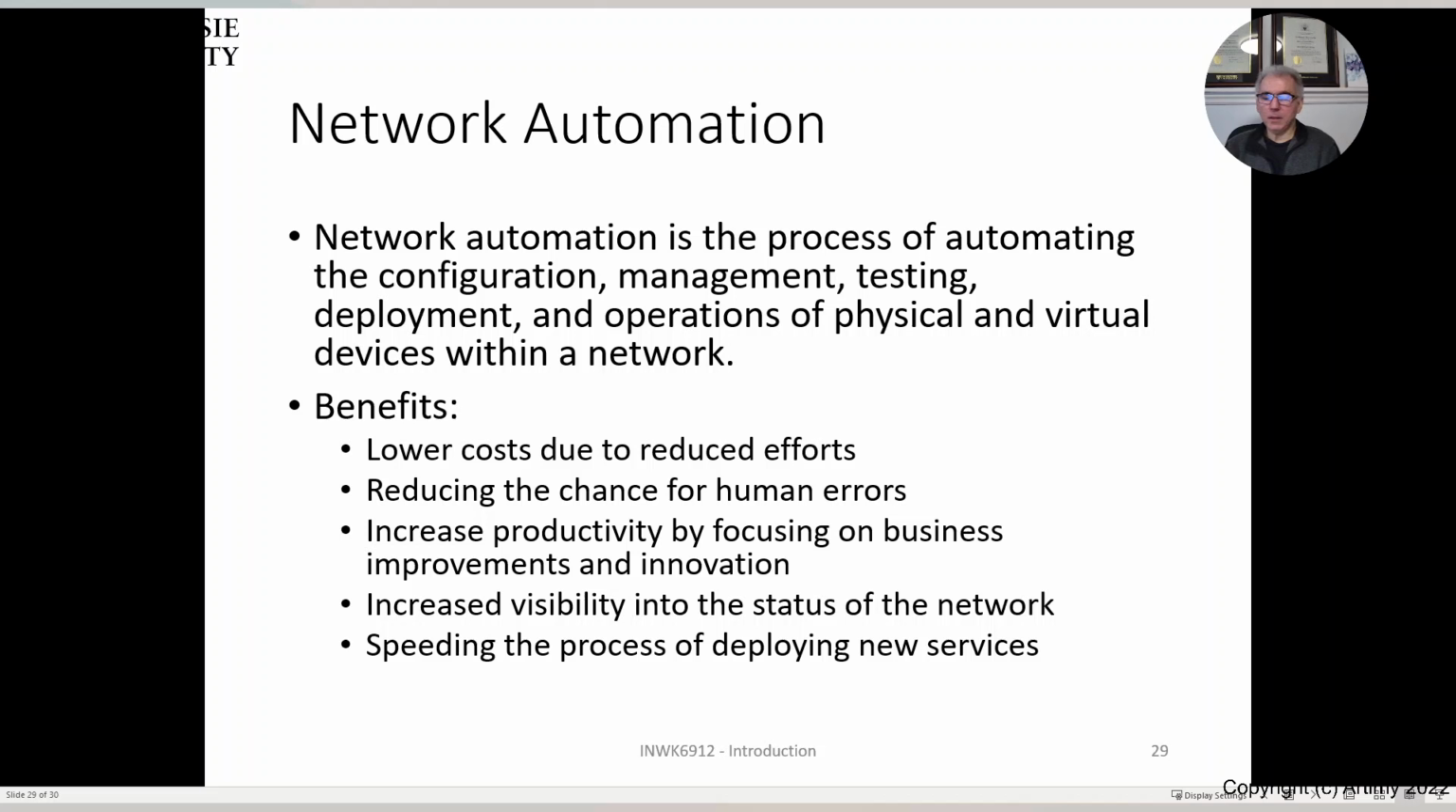You can speed up the process of deploying new services. As I said in the example, if you want to establish a VLAN or any point-to-point connection across the network, you can do it automatically much faster than doing it manually. So that's why we focus a lot on network automation nowadays.